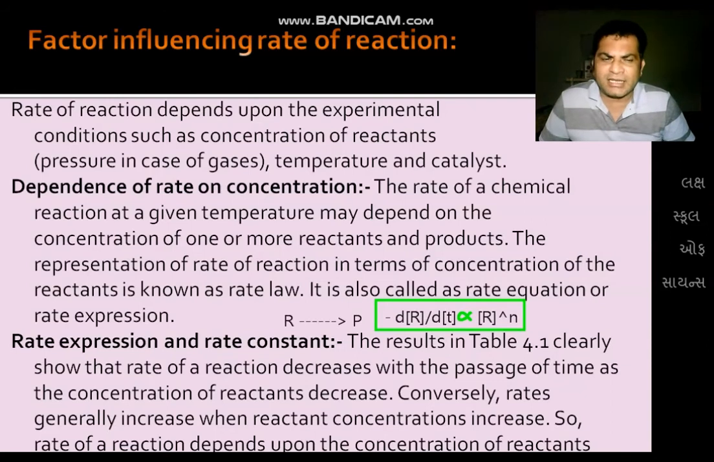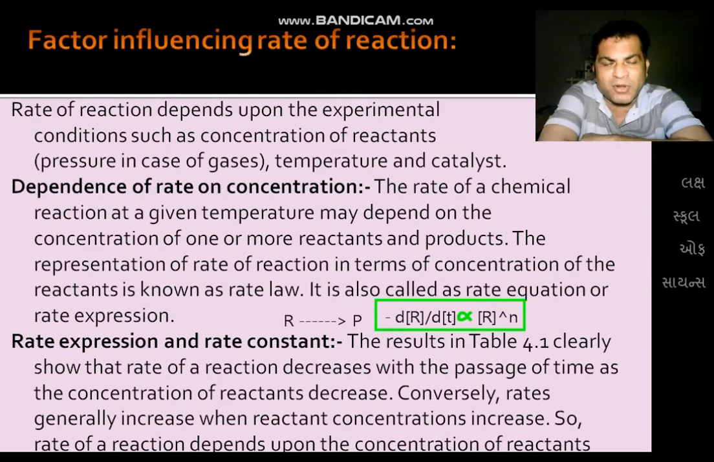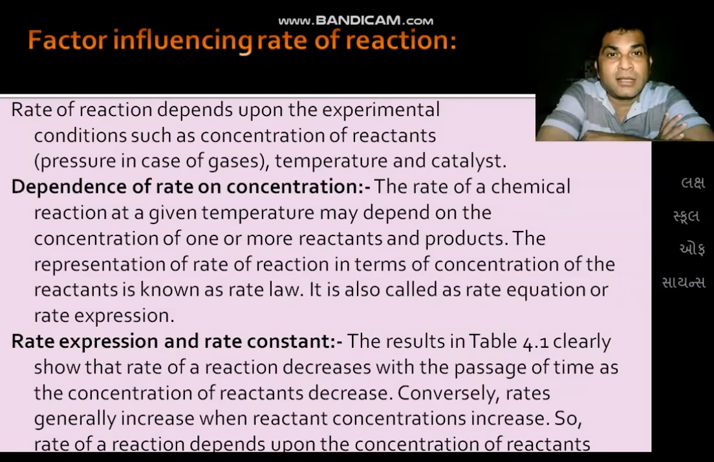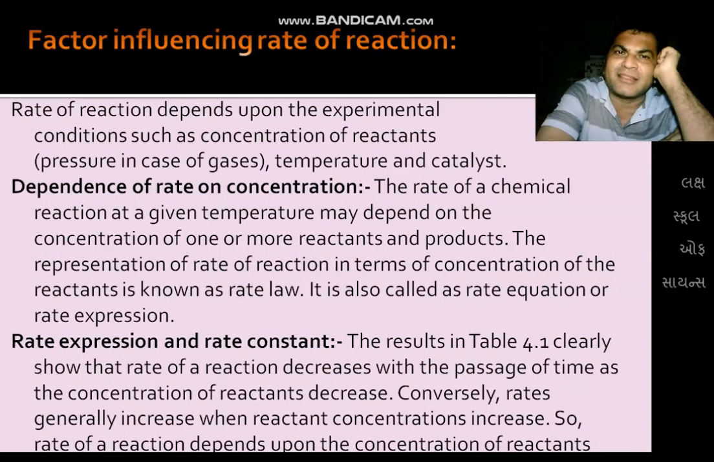The result in table 4.1 clearly show that rate of reaction decrease with passage of time as the concentration of reactant decrease. સવાલ જ નથી ને. જો શરૂઆતમાં આપણે કોઈ વસ્તુને લઈ લઈએ તો એ વસ્તુ મેક્સિમમ એમાઉન્ટમાં છે, પણ જેમ જાય છે વસ્તુ વપરાય અને પ્રોડક્ટ બનતી જાય છે. તો હવે એનું કોન્સન્ટ્રેશન ઓછું થતું જાય છે એટલે રેટ ડિક્રીઝ થાય છે.